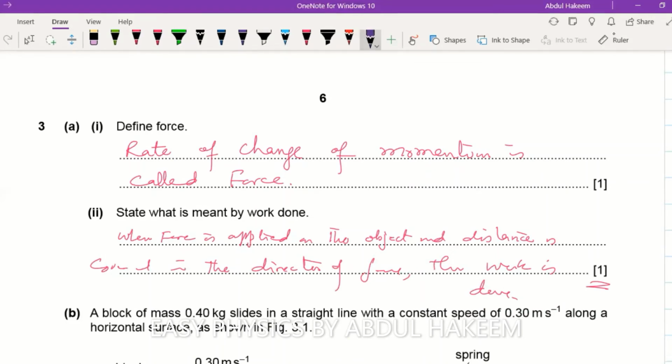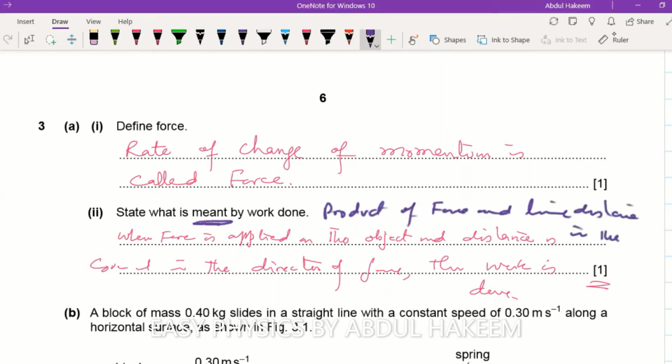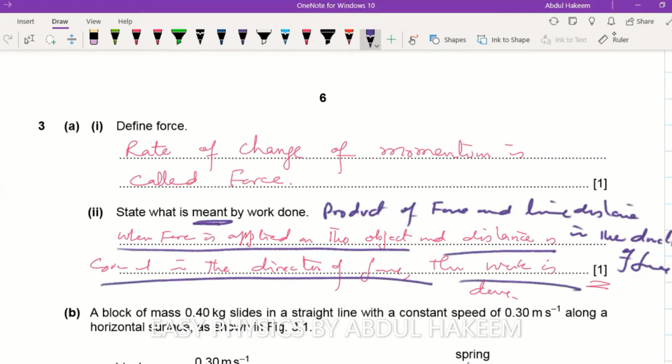But for the 1 mark, the meaning of work can also be written, in terms of the definition, as the product of force and linear distance in the direction of force, which is also called work. So you have a choice. Either write: when force is applied on the object and the distance is covered in the direction of force, then the work is said to be done. Or in short, the product of force and the linear distance covered in the direction of force is called work.